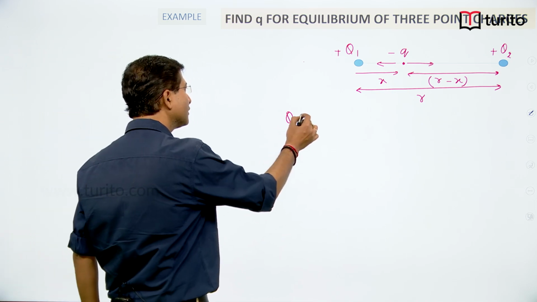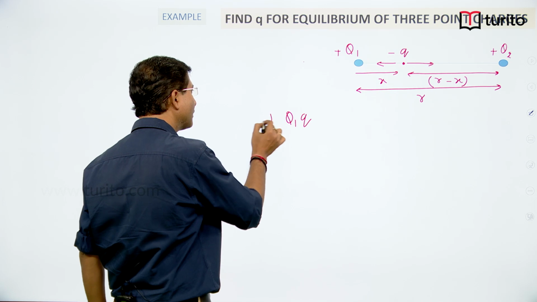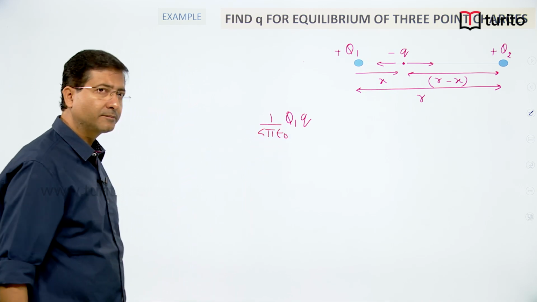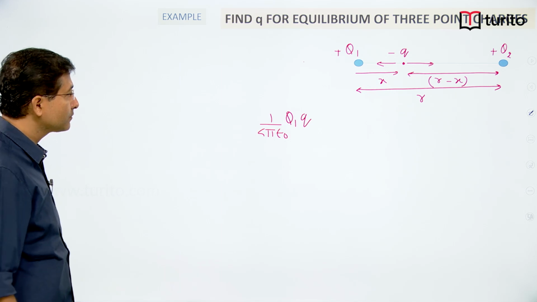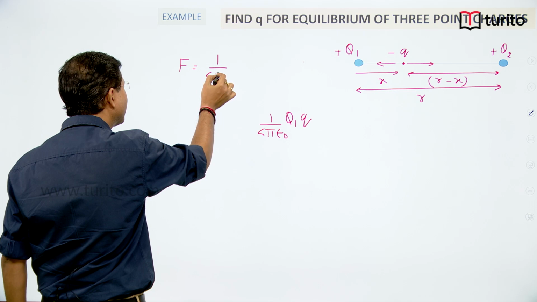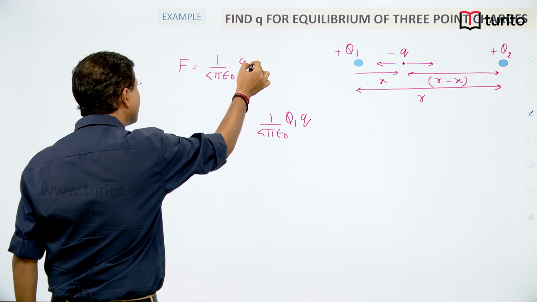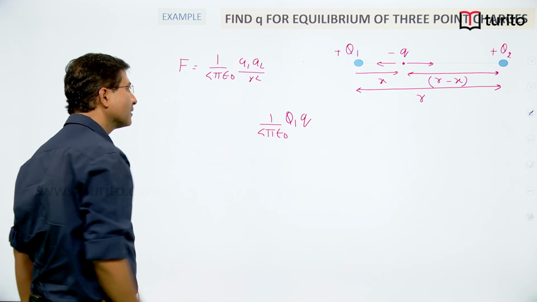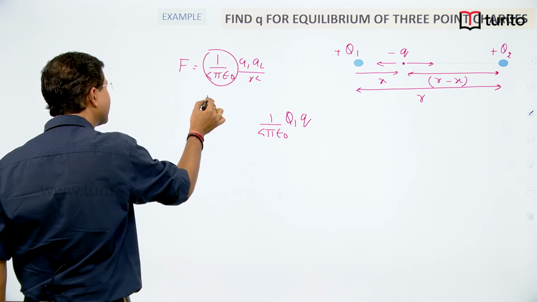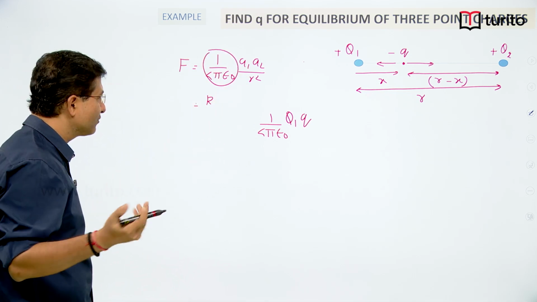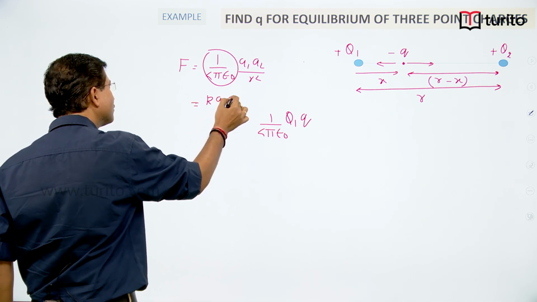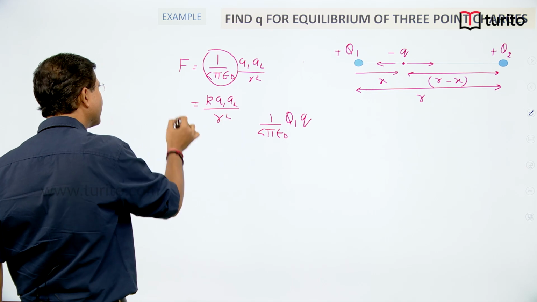So Q1 Q2 upon 4 pi epsilon naught. One more thing, instead of every time writing 1 upon 4 pi epsilon naught Q1 Q2 divided by r square, from now on we will write this as some constant. You can write C, A, B, whatever you want. Let us write as K, Q1 Q2 upon r square.